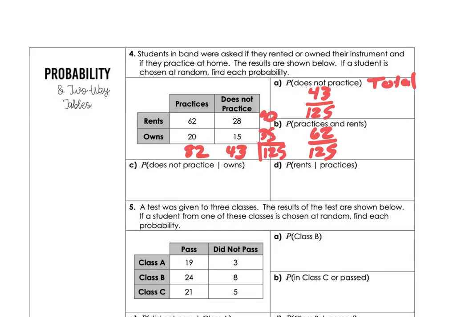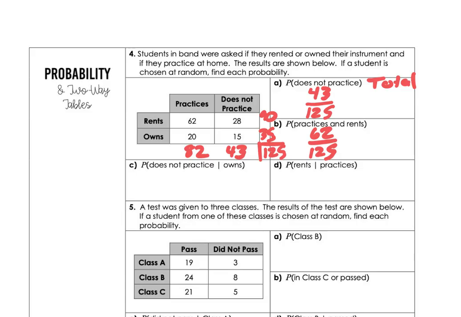So that is one specific group. This group right here. It doesn't say practice or rent. It says practice and rent. They have to do both. If it said practice or rent, then I would add up all the people that practice and I would add up all the people that rent. But that's a big difference there.